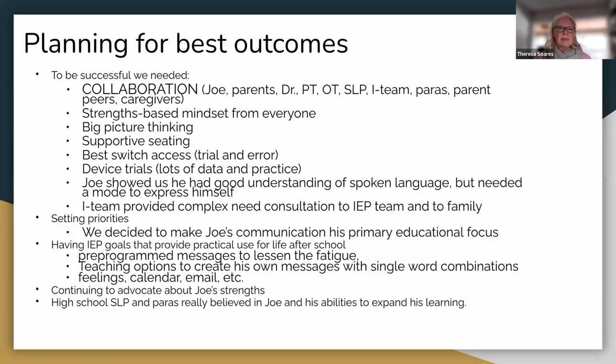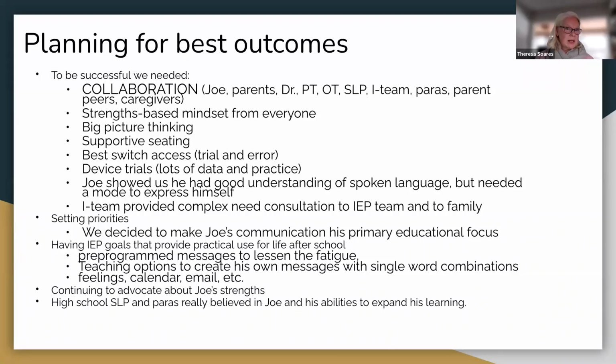And then I started thinking about what I call big picture thinking. How do all these different specialists with their silos come together to make Joe as successful as he can be? So again, going back to, does he have the right seating? Does he have the right access for his switch? Does he have enough emotional support that we're kind of helping him through the worries that he's having? All kinds of things. So it's multifaceted. So the speech and language piece, huge, but it can't be successful unless everything else is in place too.